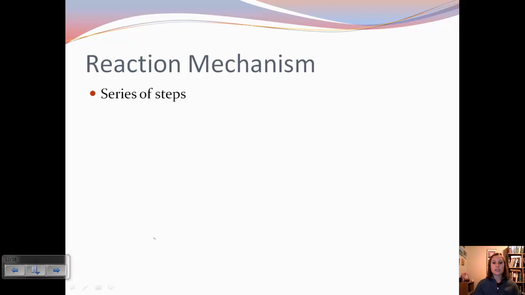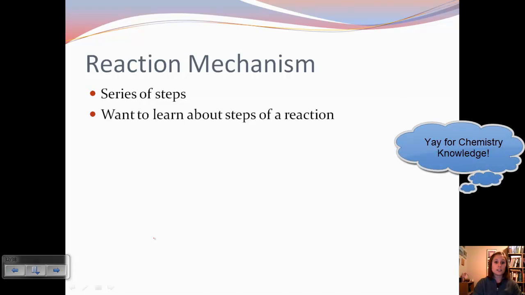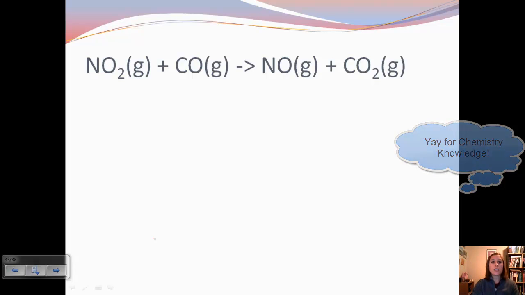And so at the beginning of the chemical kinetics chapter, we talked about how wanting to know the steps is important because we can understand the reaction more, and that will help us take advantage of those steps in some sort of manufacturing process or just for chemistry knowledge. So we want to learn more about the steps of a reaction. So let's take a look at this example.